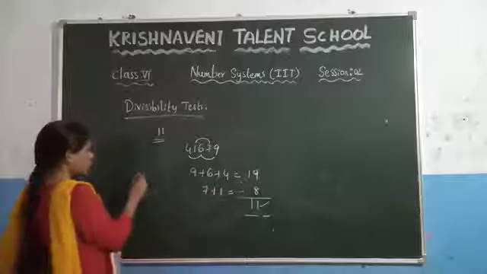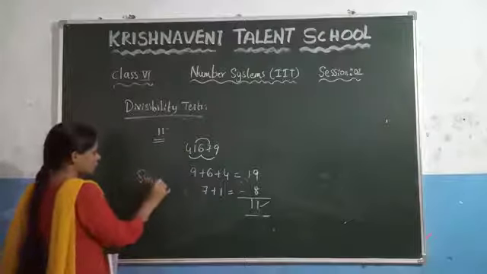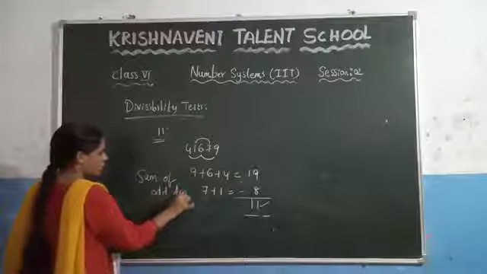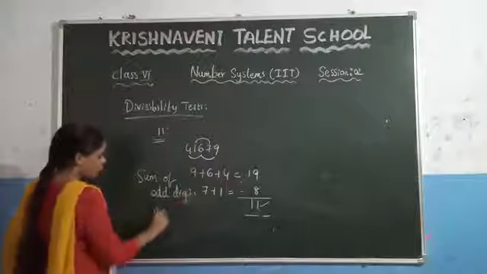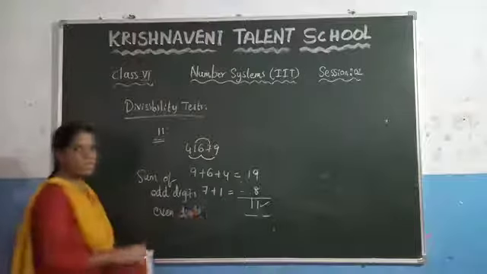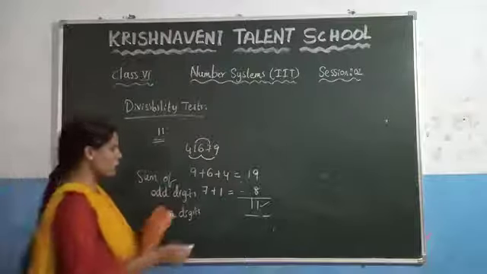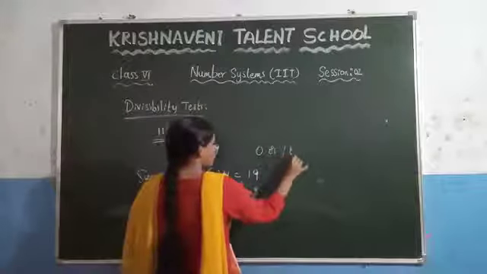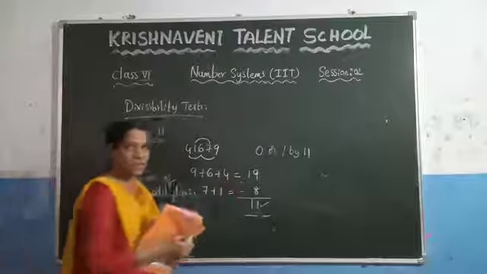So what we need to do is, first take the sum of the odd digits, after that take the sum of the even digits, and after that subtract these two. If the result is either 0 or divisible by 11, then we can say that the given number is divisible by 11.